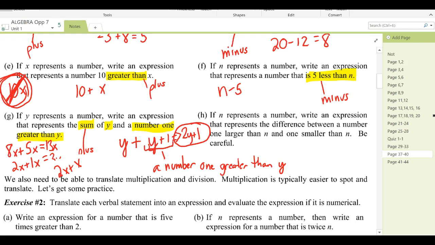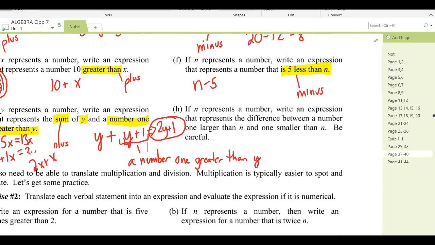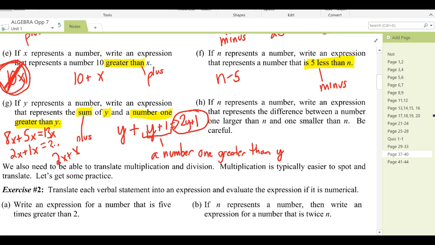Oh wow. All right, letter H. If n represents a number, write an expression that represents the difference between a number larger and a number smaller. Oh my gosh. What's that? The first one is E. I didn't finish it.